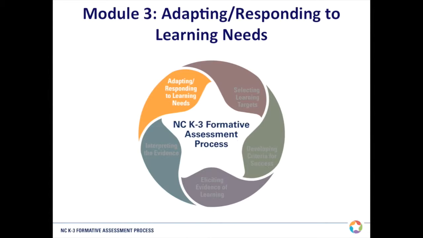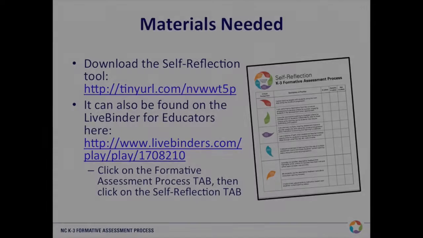This is Module 3 of 5, Adapting and Responding to Learning Needs. This module focuses on one of the 5 critical components, with the understanding that all 5 are necessary to implement the process. Adapting and responding to learning needs involves using descriptive feedback that is provided by teachers and used by students based upon the learning status identified, and ongoing, in-the-moment adjustments are made to instruction based upon the evidence elicited.